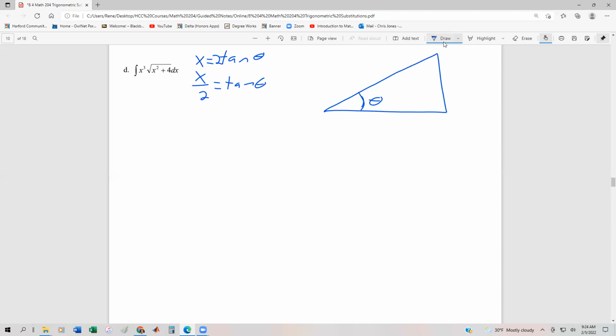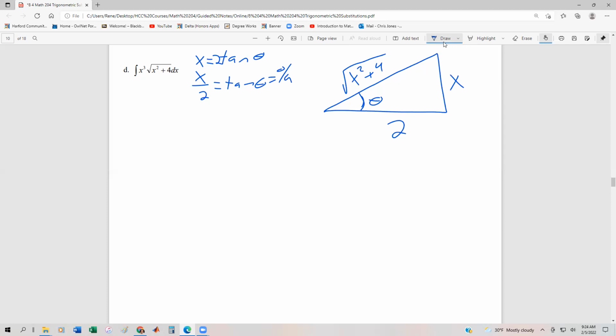And we know that the opposite over the hypotenuse is the tangent function for our right triangle definition. So we have x, we have 2, and we know that since a squared plus b squared equals c squared, c is going to be equal to the square root of x squared plus 4, or 4 plus x squared. Doesn't matter because it's commutative either way.